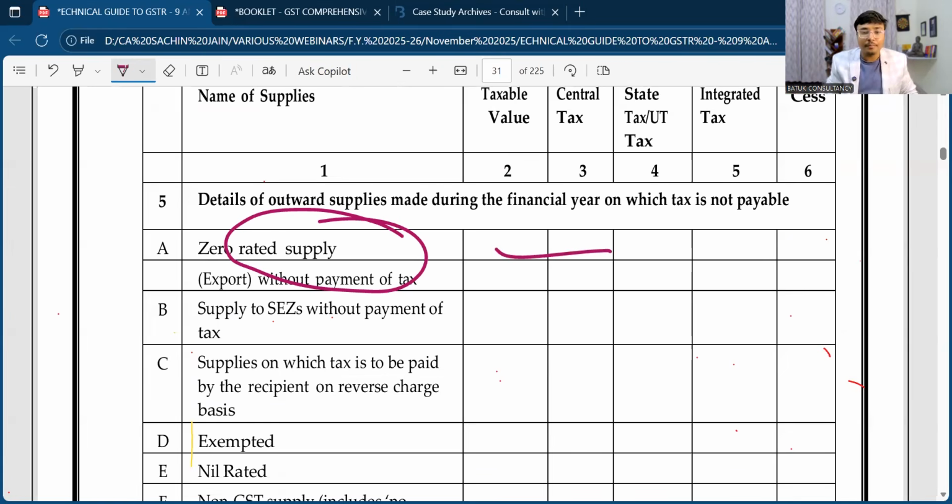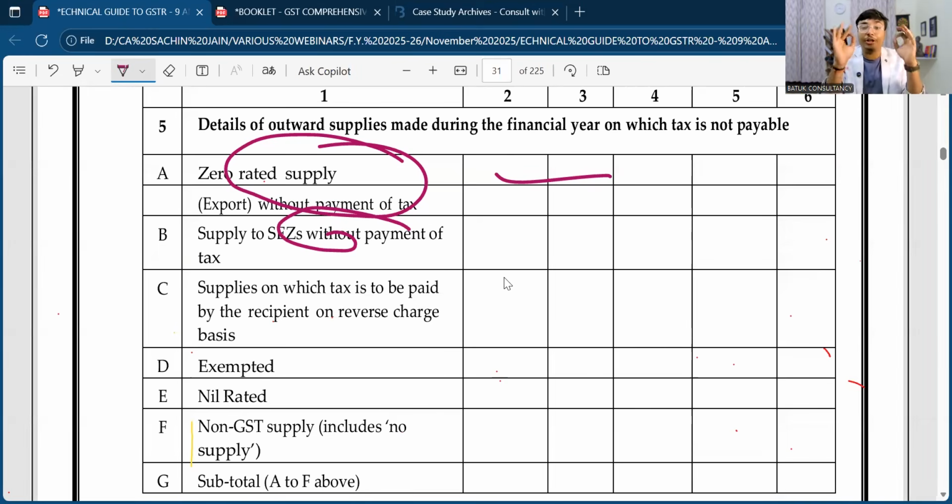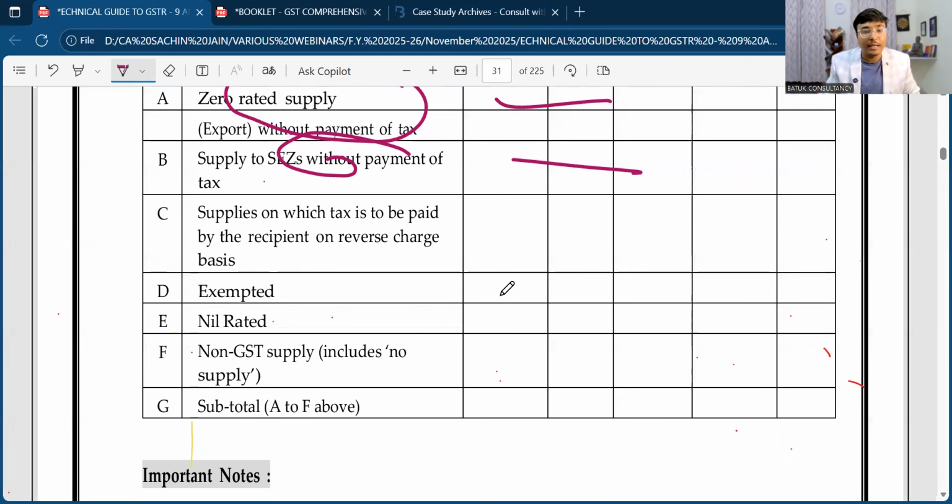In case of special economic zone without payment of tax supply, the same should be shown here. Special economic zone with payment of tax we have already done. Without payment we need to show here.